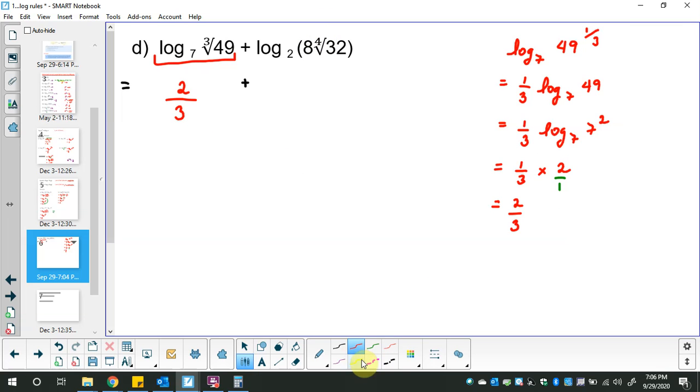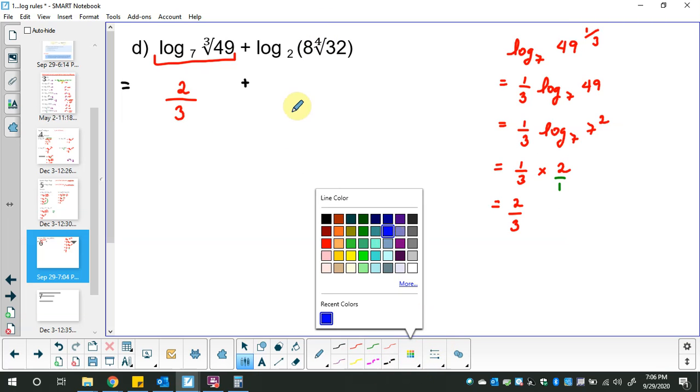Now this one. Dig out a different color. I'm going to do this one in blue.